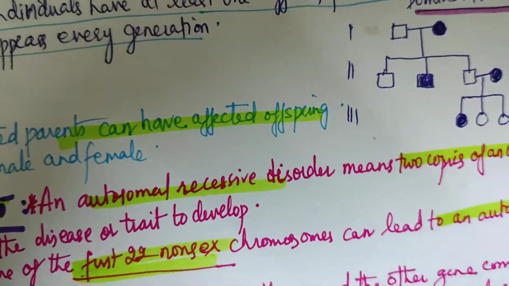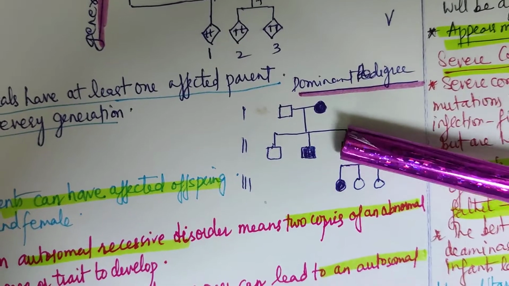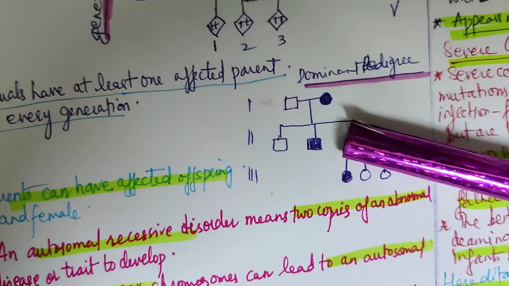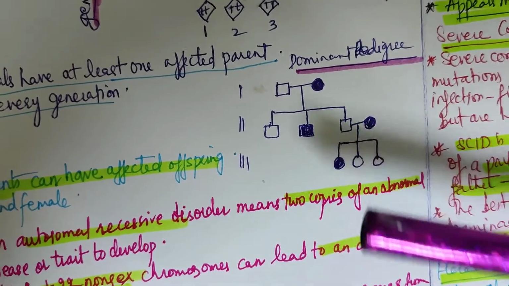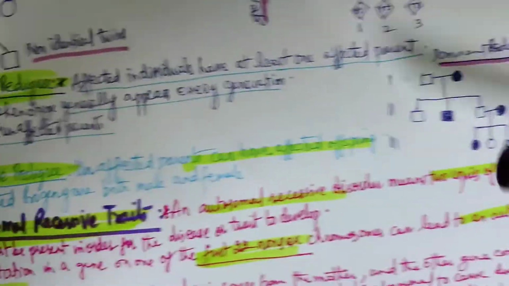It is carried. Dominant pedigree means the disease is not missing in any generation. If this is an affected one, the second generation also has an affected one, and in the third generation an individual is also affected. So when there is no miss in any of the generations, it's a dominant one.